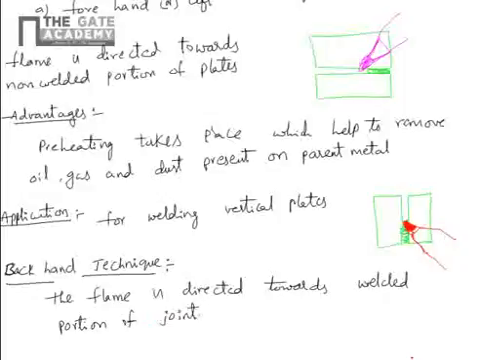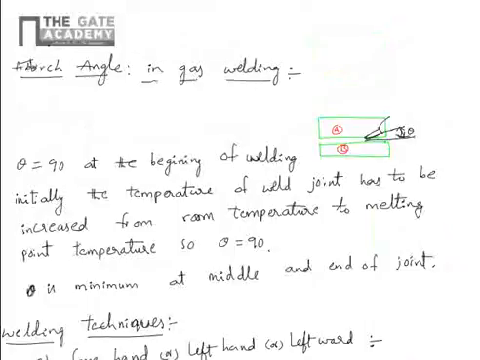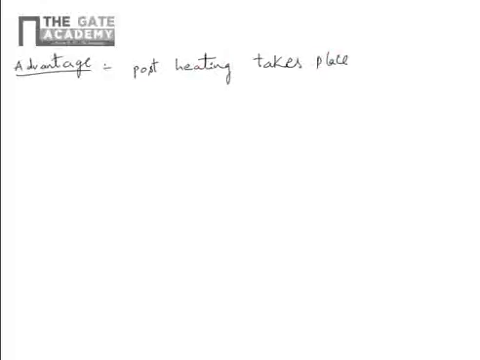What is the advantage of the backhand technique? We know in the forehand technique preheating takes place, which removes all waste material, gas and oil, which create defects in the welding joint. Similarly, the advantage of the backhand technique is that post heating takes place. Earlier it was preheating, now it is post heating. After welding, heating takes place, which helps to relieve internal residual stresses in the joint.